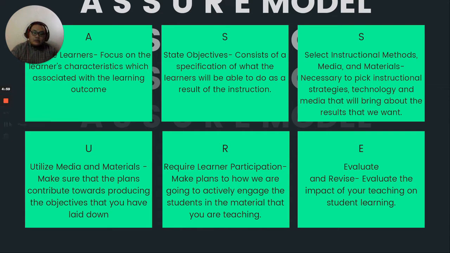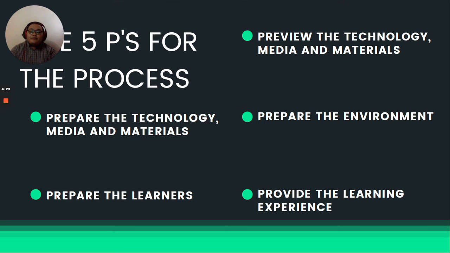The next one is U. U stands for Utilize Media and Materials. This step concerns making a plan for how you will utilize the technology, media, and materials that you have selected. As with all of the instructional steps, you must make sure that your plans contribute towards producing the objective that you have laid down. It is also important to follow the 5 P's of process to achieve this. What are the 5 P's? Here they are. The 5 P's for the process.